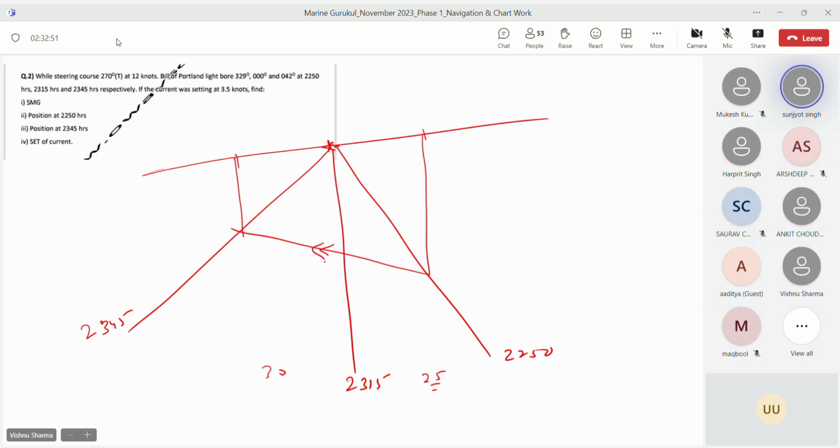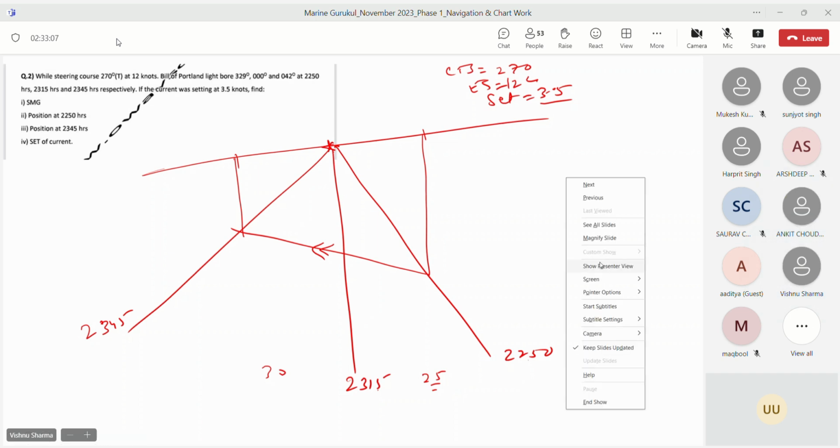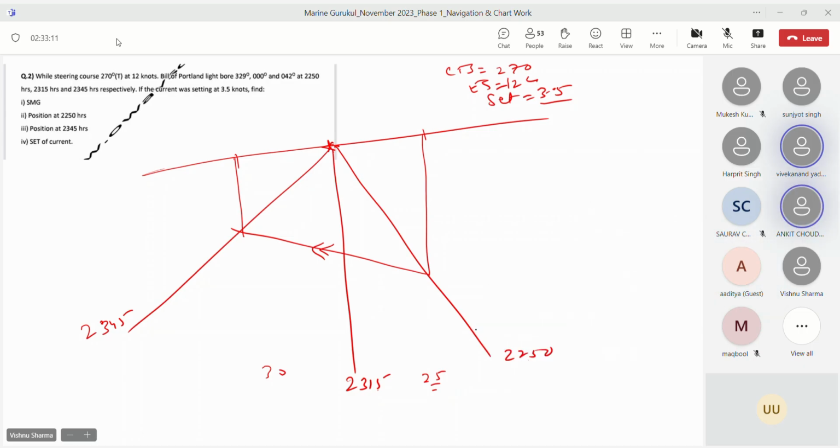Yes, sir. Okay, now after this you have CTS 270, you have engine speed 12 knots, and you have set, and you have CMG. Now you have 5 elements. What is the issue here after? Sir, the issue in this is that when we are cutting the current, at 2 places it cuts the CMG, so I do not understand exactly which one to take.